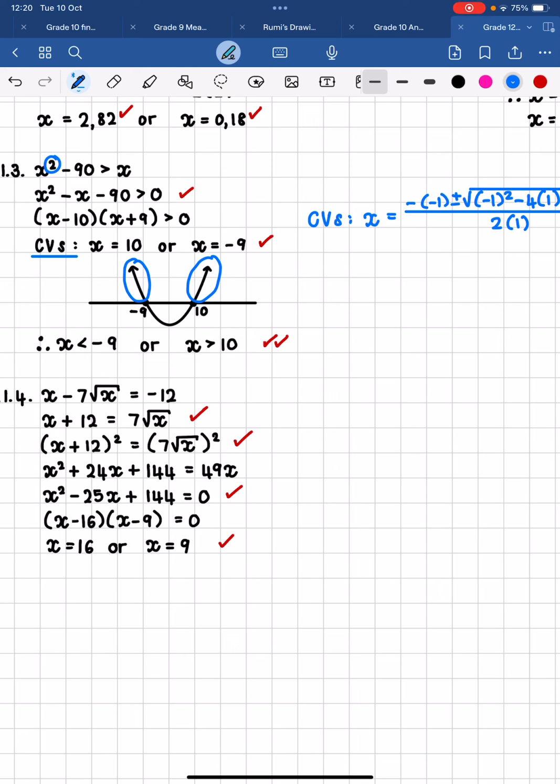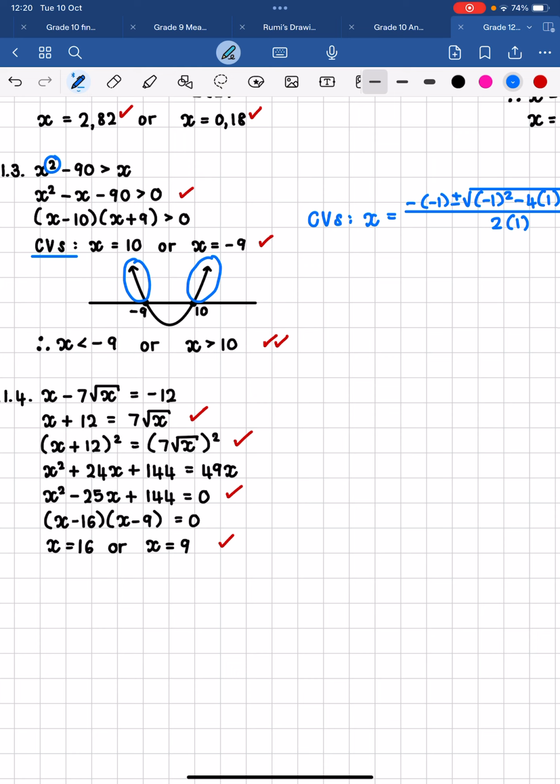But the mark is actually only given, last year it was only given for the actual values. So for x equals 10 or x equals -9, again, you have to say CVs there. Guys, if you're not saying CVs, then it looks like this is the answer to the question. That's why they take off that mark if that's not there. And this is not the answer to the question. X is not 10 or -9. It's actually greater than 10 or smaller than -9. So that's why you have to put CVs there. Now from there, you draw your very rough parabola, right?